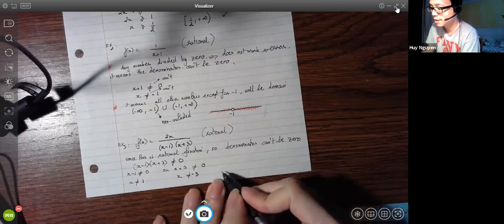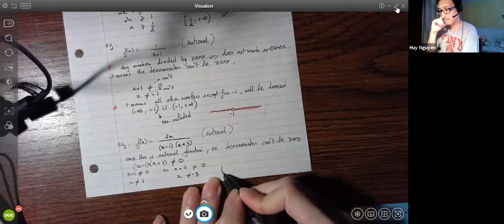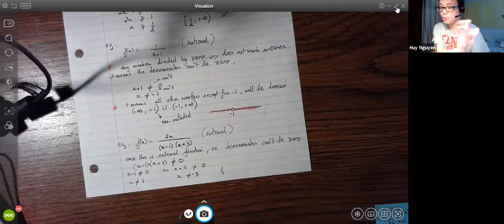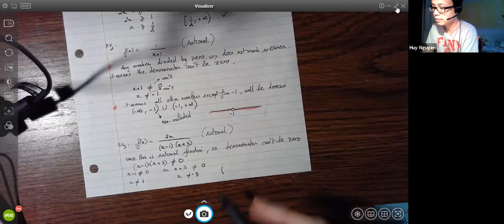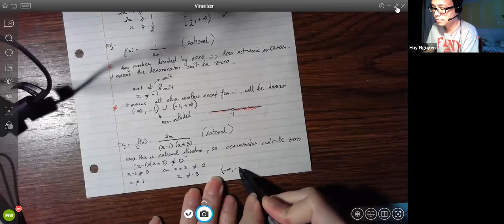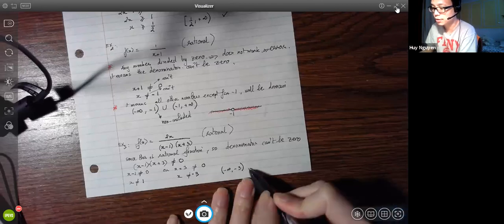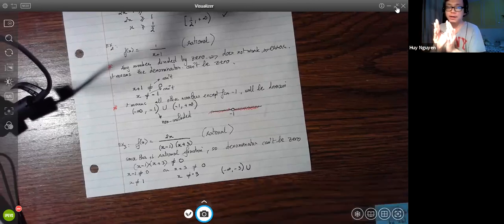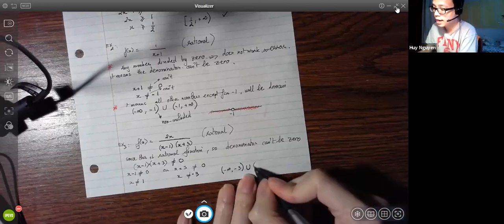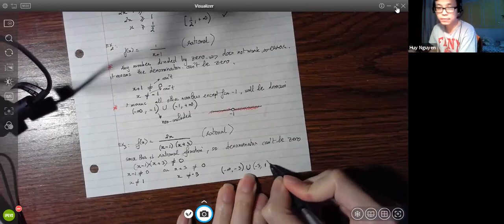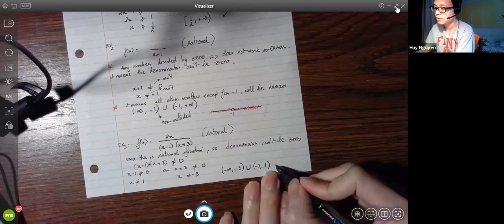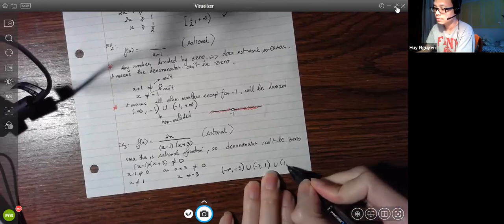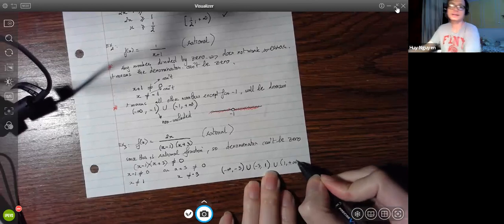So my final answer will be, because we only go from left to right, negative infinity goes first, then negative 3. You have to use union. Between negative 3 and 1 still works, because for example 2 still works, as long as it's different from negative 3 and 1. So between negative 3 and 1 still works, and everything greater than 1 works. And that's it.